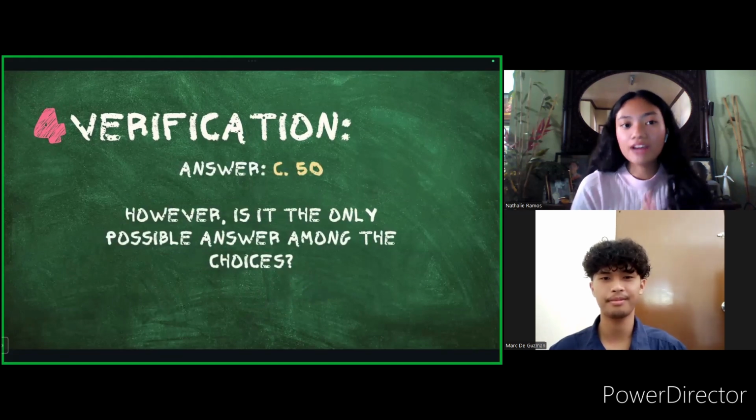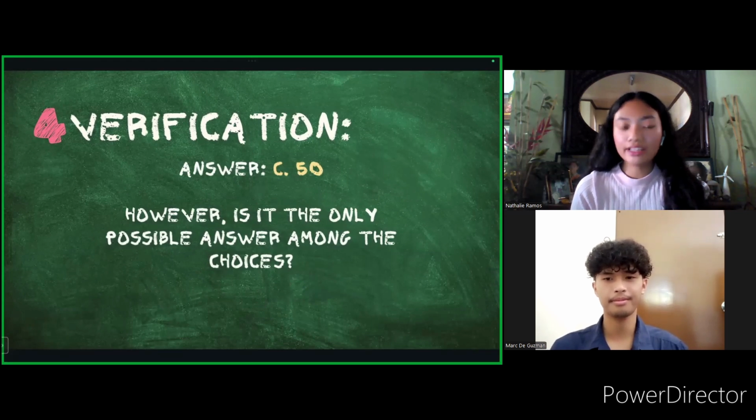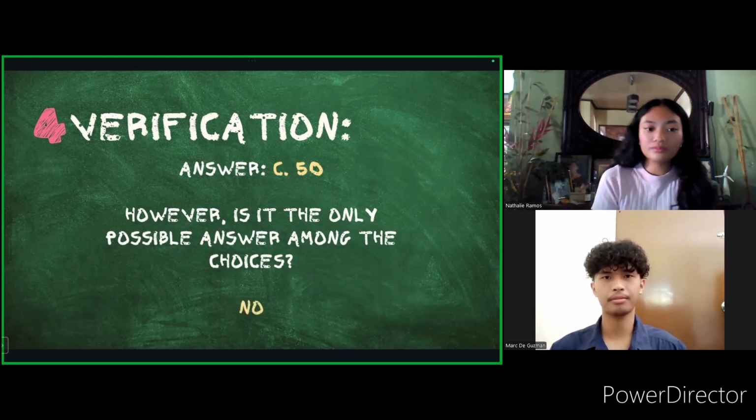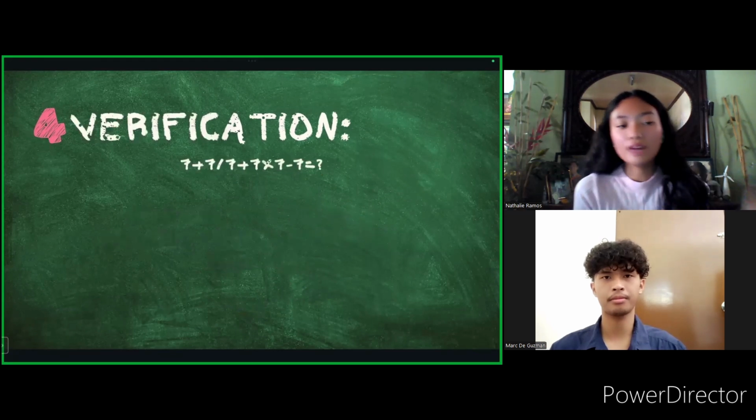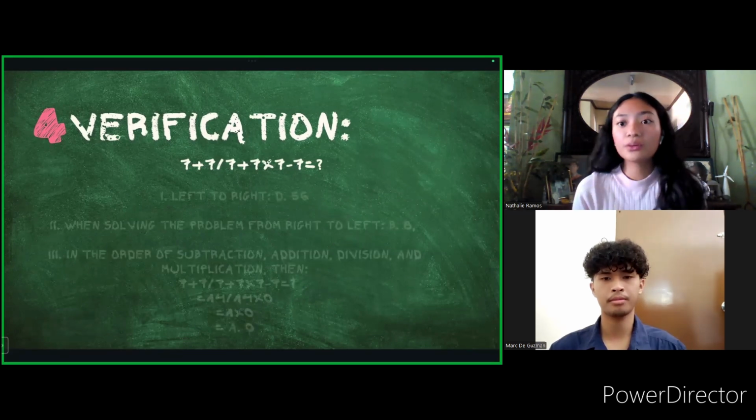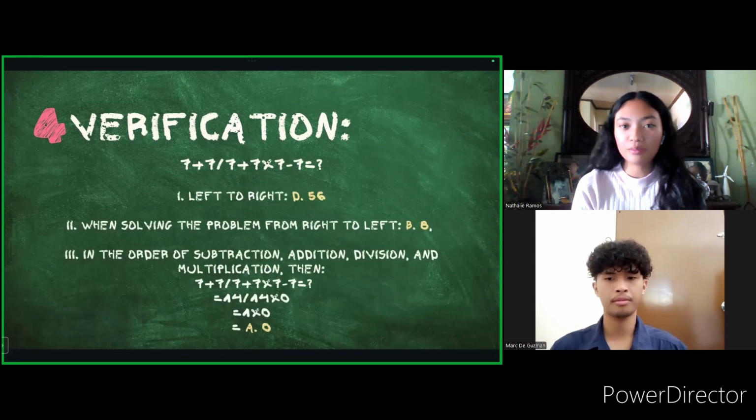So now that we have the answer C, 50, we will now look back and verify if it is the correct answer. So it is the only possible answer among the choices. No, because if we look back, we can apply different methods or sequences in solving the problem.